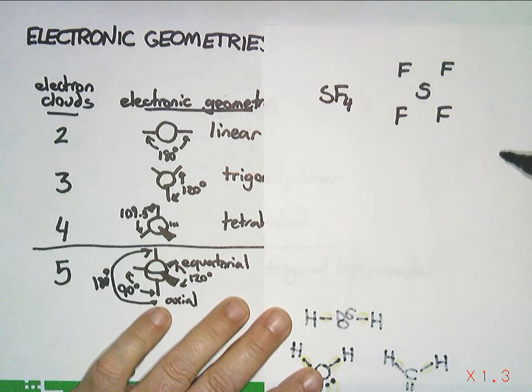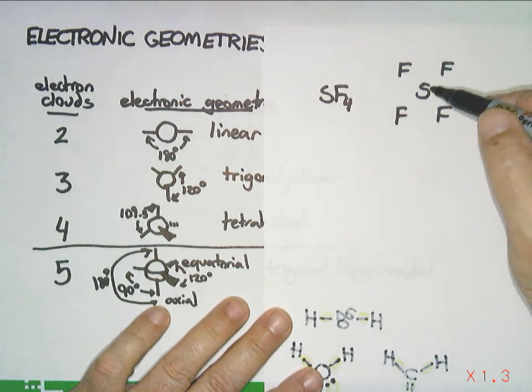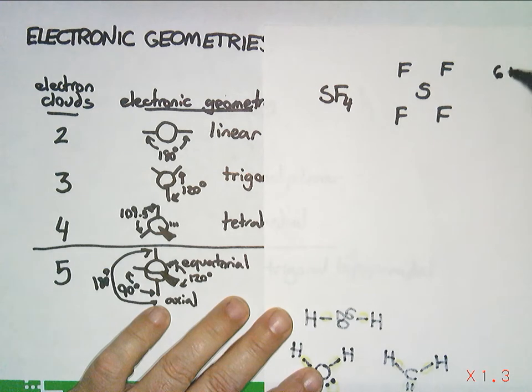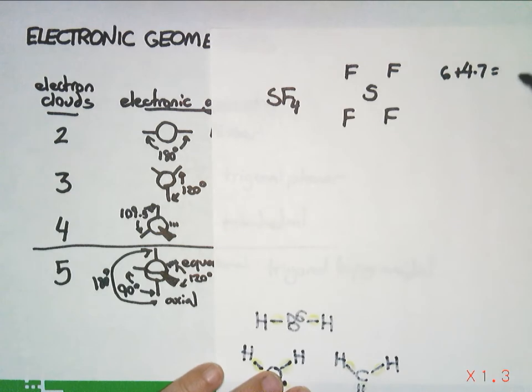Okay, step 2, count the valence electrons. How many do we have? Sulfur is 6, and there are 4 fluorines, and each fluorine has 7. 4 times 7 is 28, plus 6 is 34 electrons.